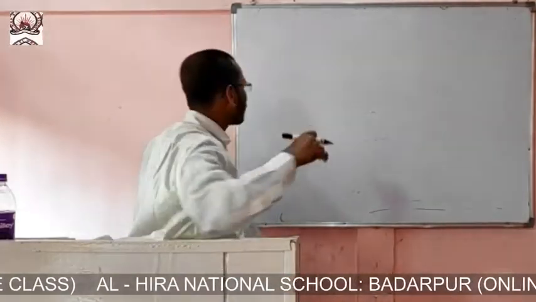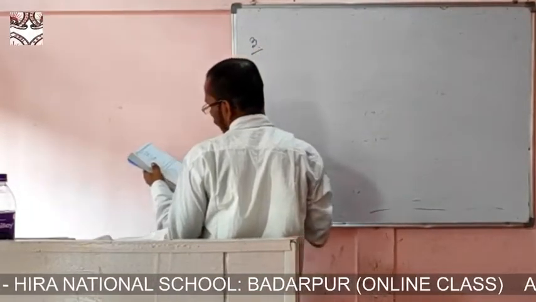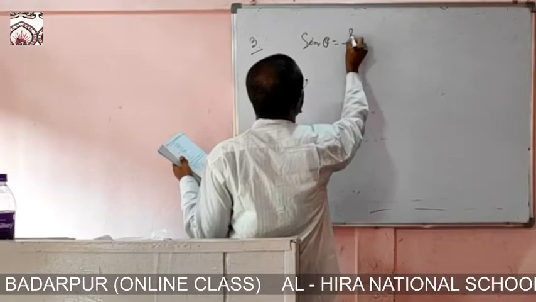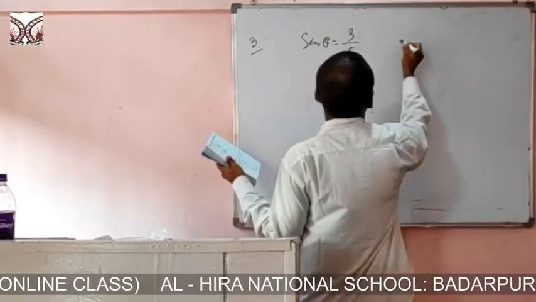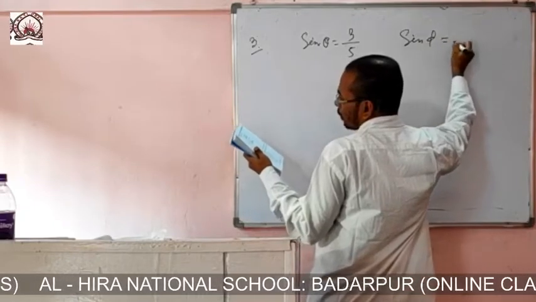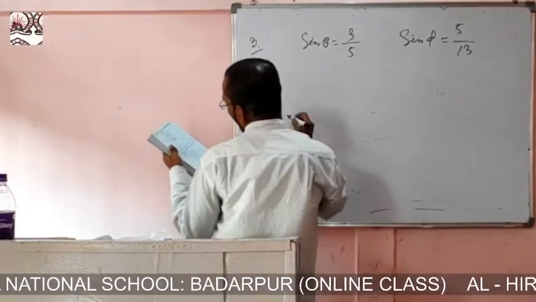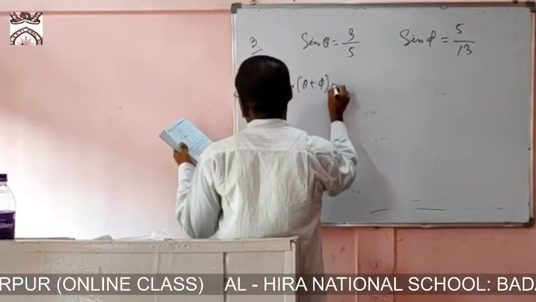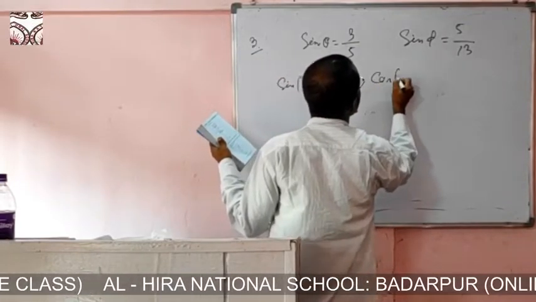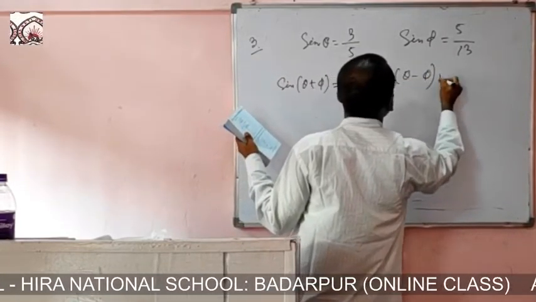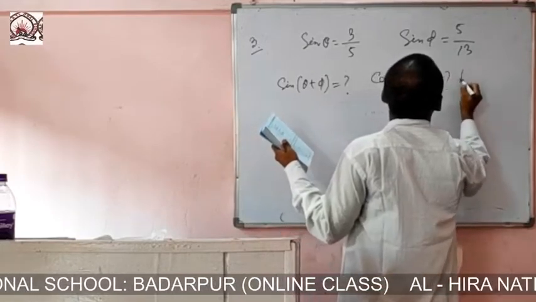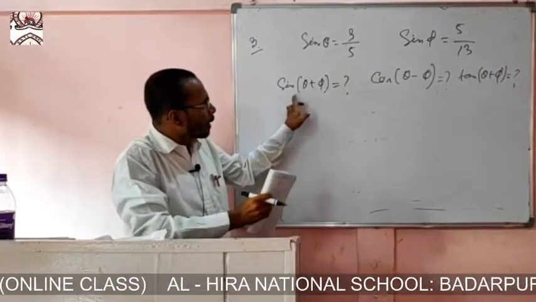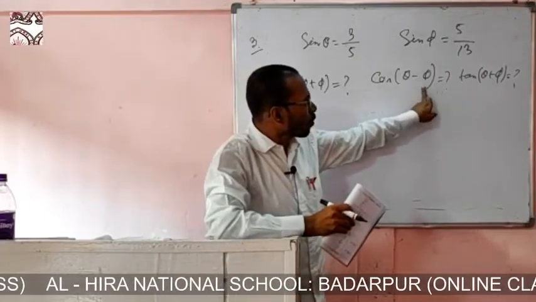Number 3, but first you read the question, what is given. In number 3, sin theta is equal to 3 by 5, and sin phi is given 5 by 13. We have to find out sin theta plus phi, cos theta minus phi, and tan theta plus phi. So here this is the sin a plus b formula, this is the cos a minus b formula, and this is the tan a plus b formula.